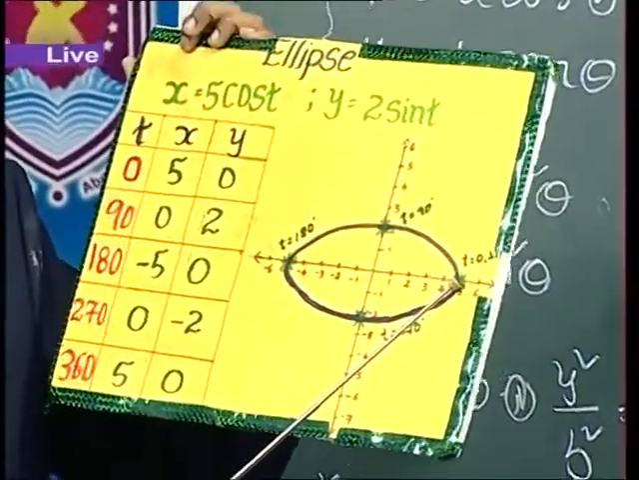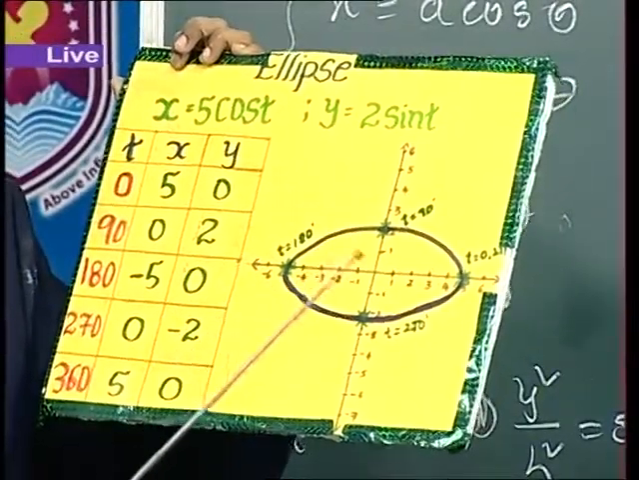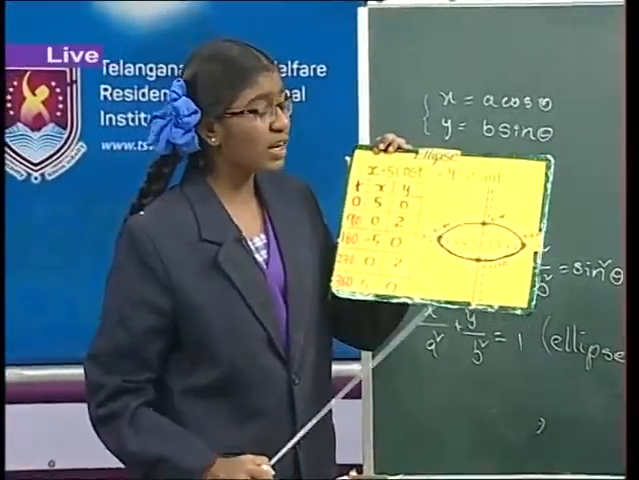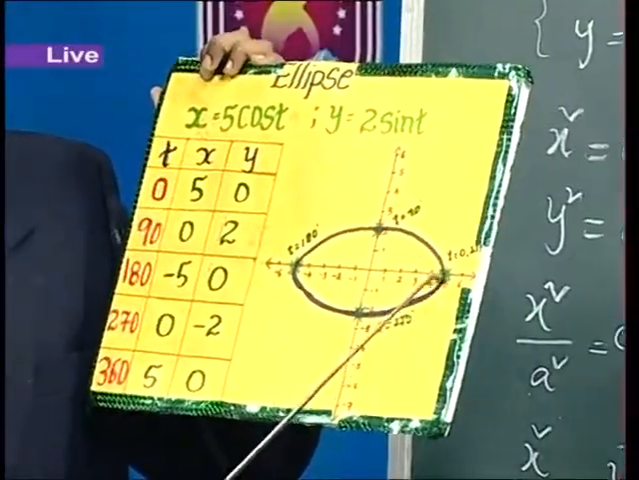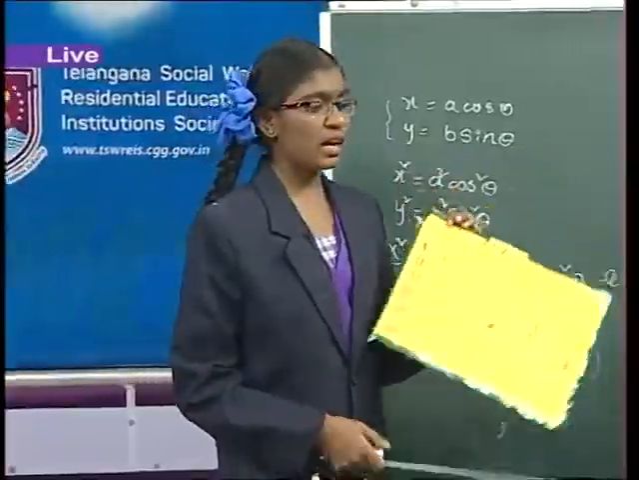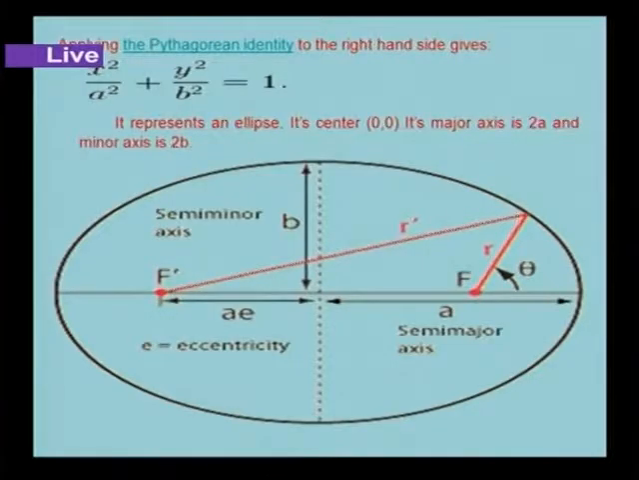Here we plot the points 5, 0; 0, 2; minus 5, 0; 0, minus 2; and 5, 0. By joining these points, we observe the shape of an ellipse. As I already said, planets around the sun move in an elliptical way. Here it is an ellipse.